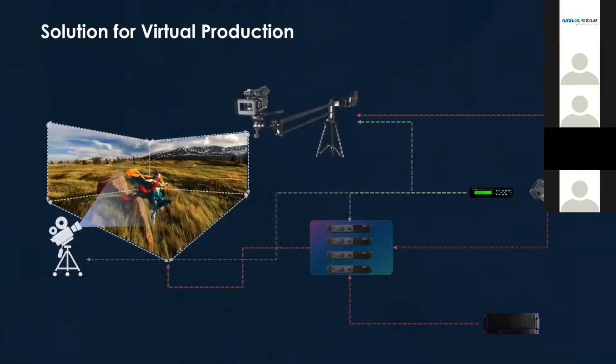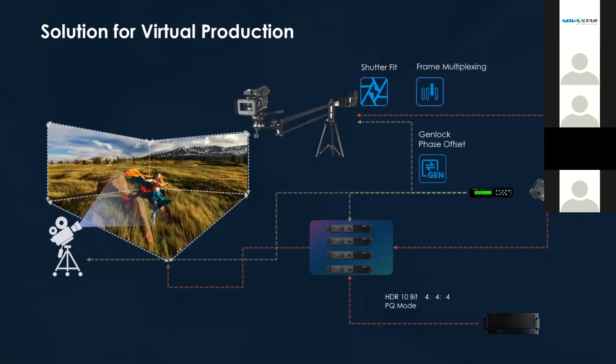And here is the complete solution for virtual production. For source, you can get HDR 10-bit 4:4:4 and PQ mode. Shutter fit and Genlock phase offset are designed to better work with cameras. With frame multiplexing, you can save time and cost, and on the screen side, flexible color adjustment can ensure a perfect color match. All of these are supported by the new control solution.